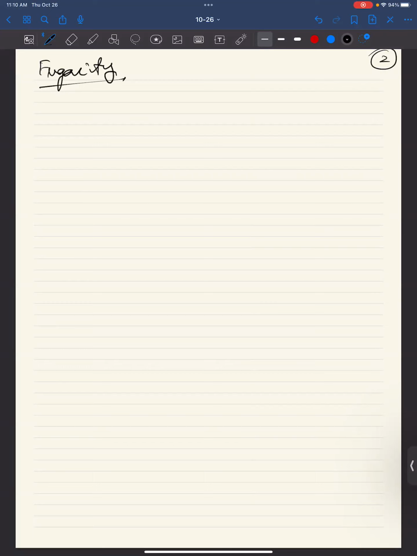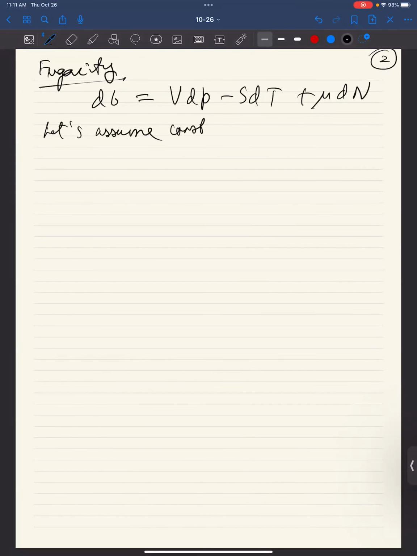So we are interested in dG = VdP - SdT + μdN. If it's an experiment where we can control pressure and temperature, then this is the state function we should think of, dG. On top of that, let's assume constant composition. If it's a constant composition system, then dN goes to zero. Then this becomes dG = VdP - SdT.